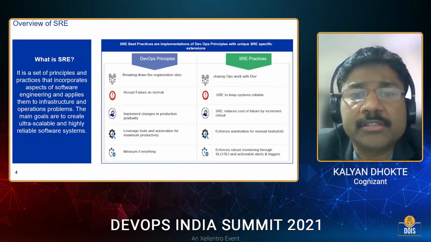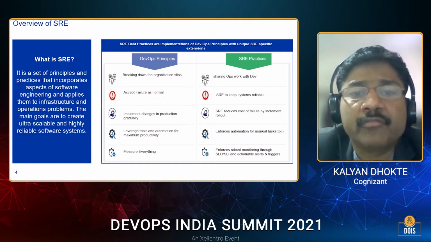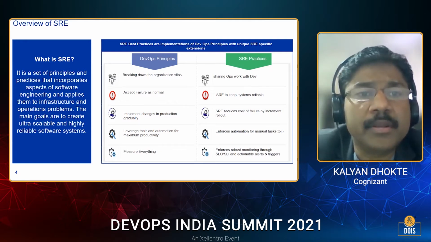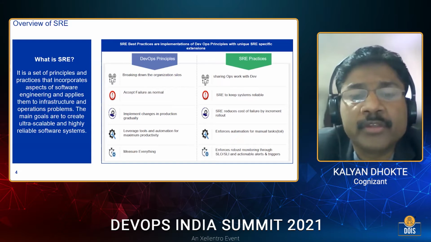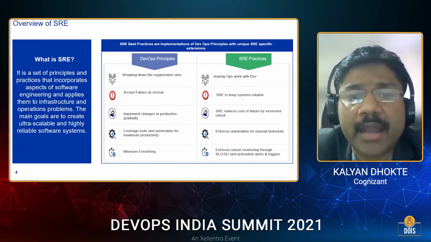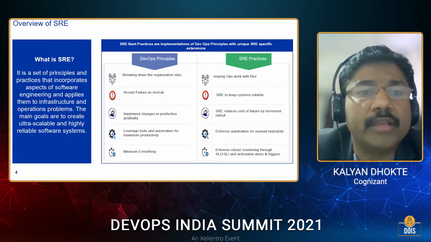The third principle is to implement changes in production gradually. SRE reduces the cost of failure by incremental rollout strategies, like canary releases, staged rollouts, or blue-green deployment. The fourth important principle is to leverage tools and do a lot of automation for maximum productivity. SRE practices implement that principle as SRE puts a cap on the amount of ops work and enforces automation for manual tasks, which is called toil. And then the last principle is very important.